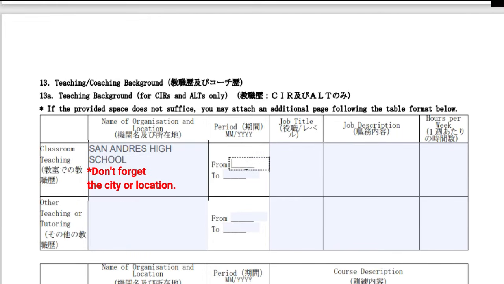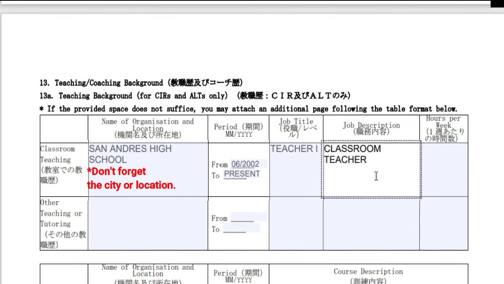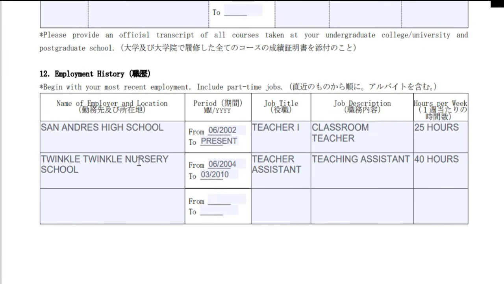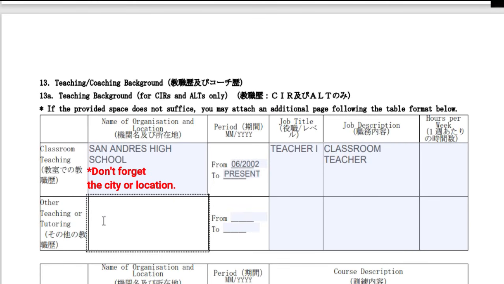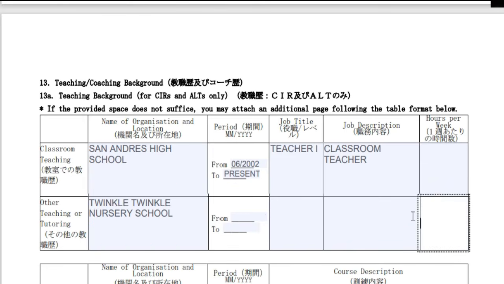And then from what period? Same as in the employment history to present. And then job title, you just copy it. Say teacher 1, job description, classroom teacher, and hours per week, 25 hours. And then other teaching or tutoring experience. Since you also have an experience teaching at a nursery school, you just copy what you wrote in there. So let's say Twinkle Twinkle nursery school, and then same information as what you wrote in here.